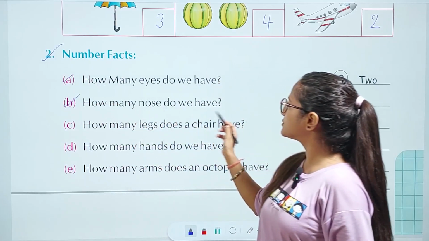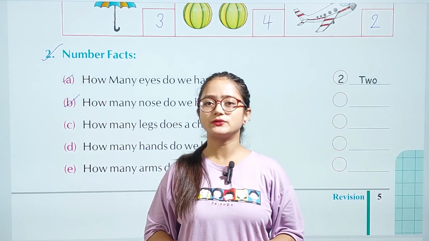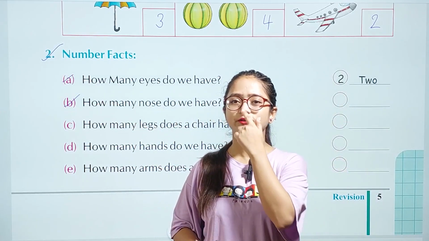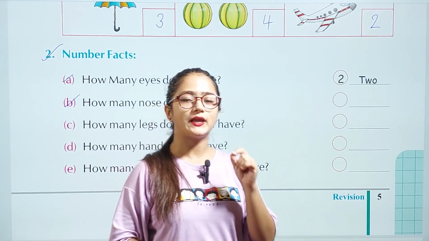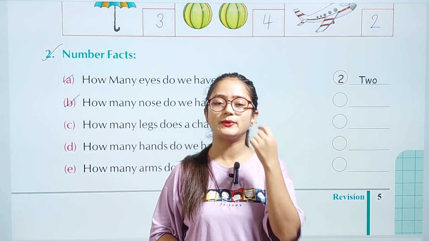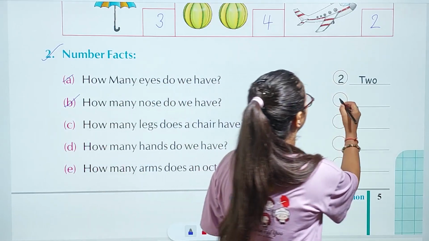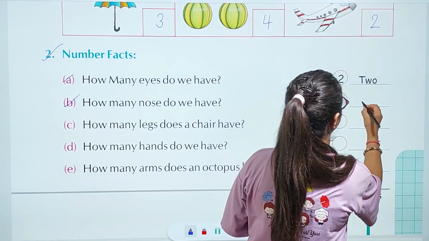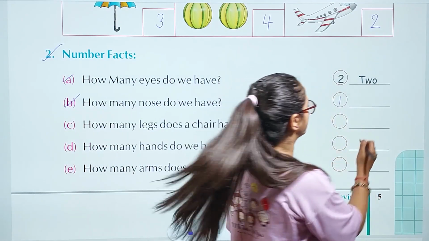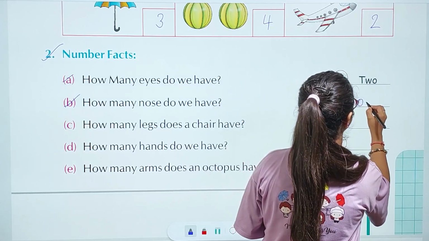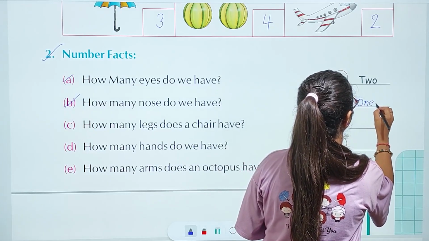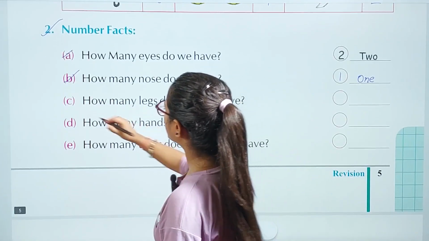How many noses do we have? We have 1 nose. Okay, and with the help of the nose, you can smell things. So write down 1 here because you have only 1 nose, and write down the number name of 1 also. Okay, O-N-E, 1. Now next one.